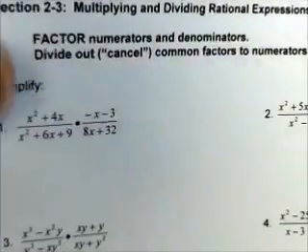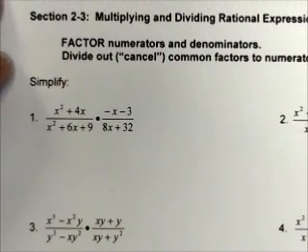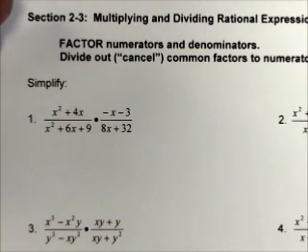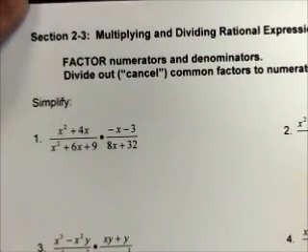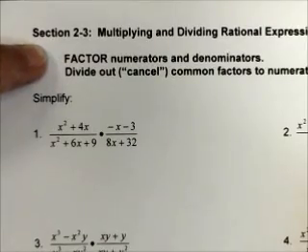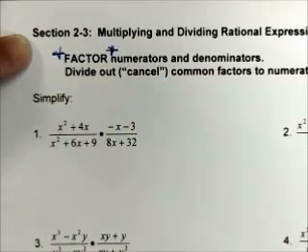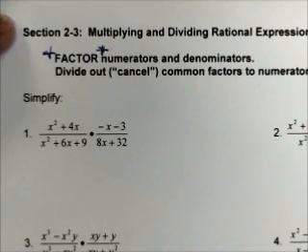Okay, today we're on page 3 of our Chapter 2 notes packet. Section 2.3, multiplying and dividing rational expressions. So yesterday we simplified rational expressions. Now the next operations are multiplying and dividing, and then eventually adding and subtracting will be coming up. What we do is we factor our numerators and denominators. Again, you always factor first, and then divide out or cancel common factors in numerators and denominators.